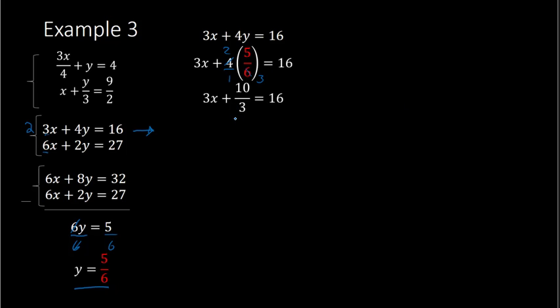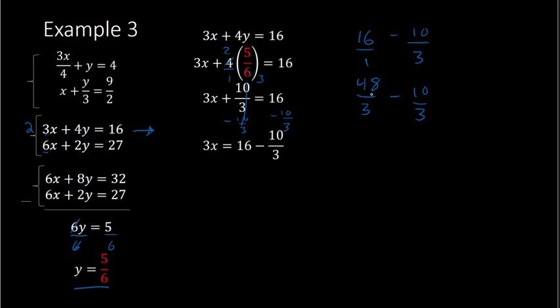So then to solve for x, I need to subtract 10 over 3 from both sides. The 10 over 3's cancel. I have 3x equals 16 minus 10 over 3. Now to subtract 16 minus 10 over 3, I need a common denominator. So let's change 16, or 16 over 1, into something over 3. Well, 1 times 3 is 3, so 16 times 3 on the top gives me 48. So 48 minus 10 gives me 38. So I have 38 over 3.